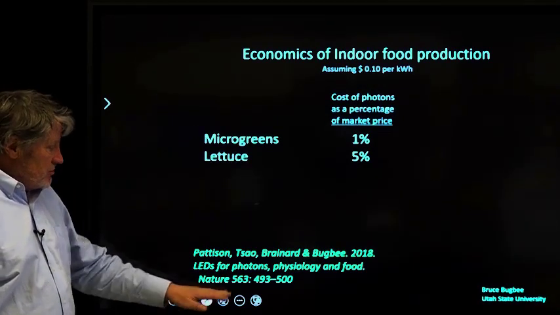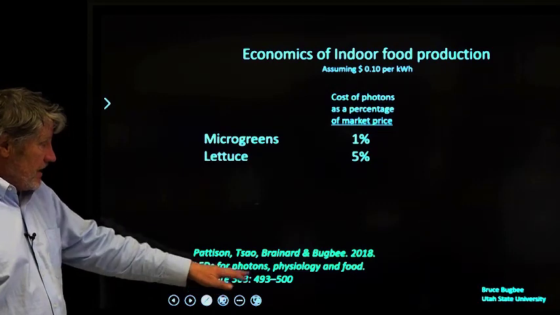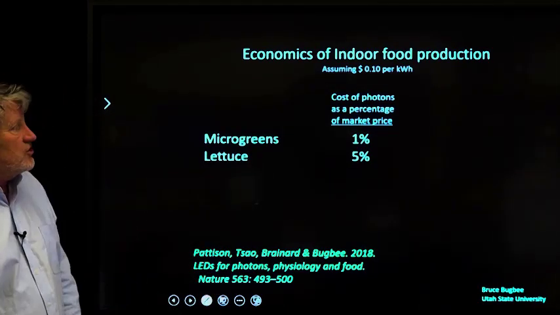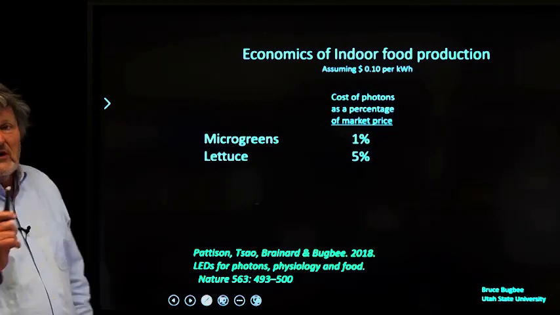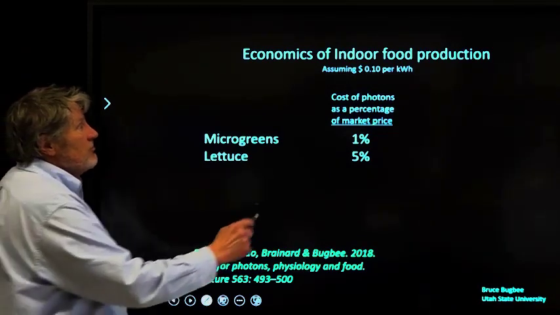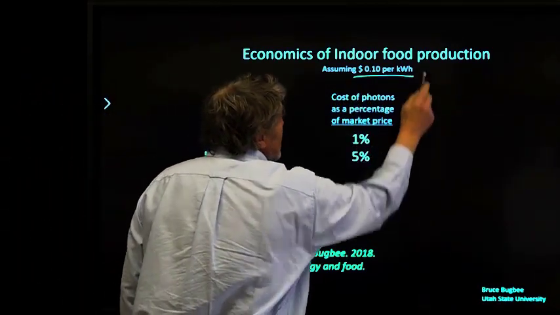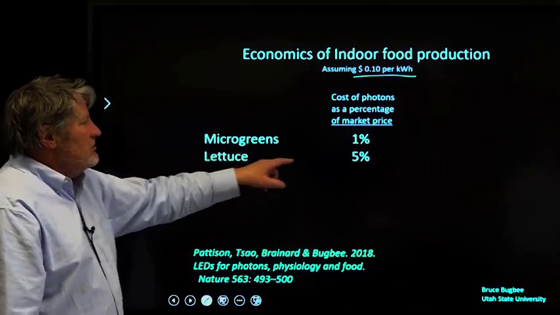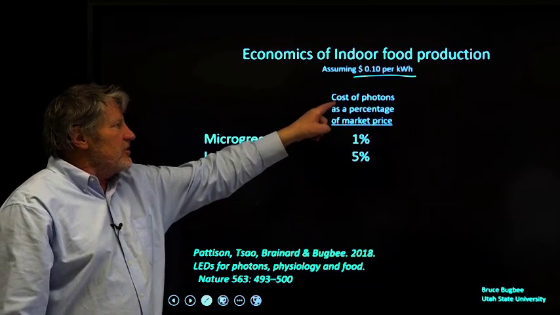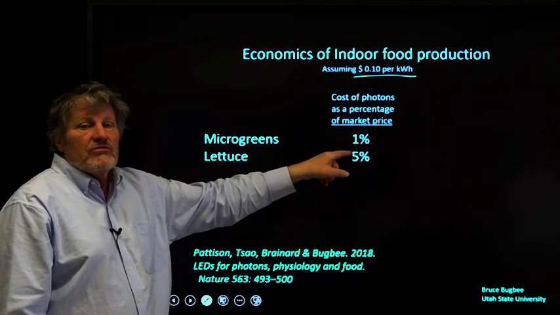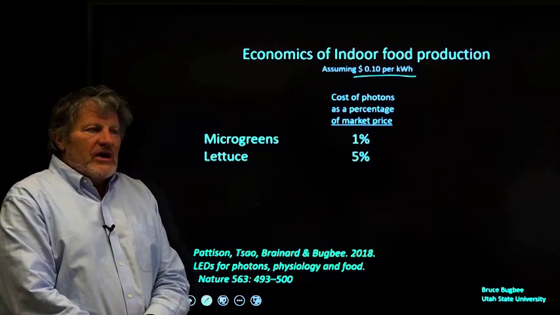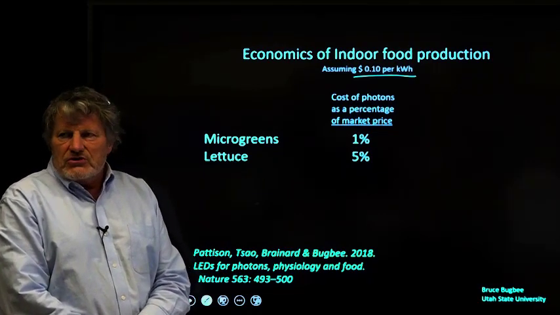This analysis, which we published in Nature, that's 2 years ago now, LEDs for photons, physiology, and food, looked at the economics of indoor ag. First of all, we assumed 10 cents a kilowatt hour, pretty reasonable assumption. Microgreens are wonderful. This is the cost of photons as a percent of market price. 1%. Microgreens are very cost effective. The electric bill is small.